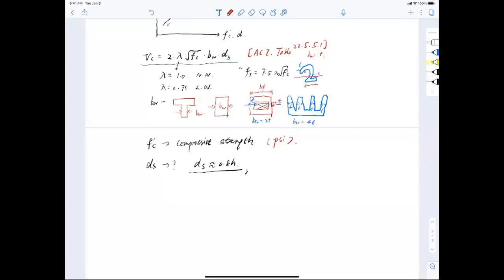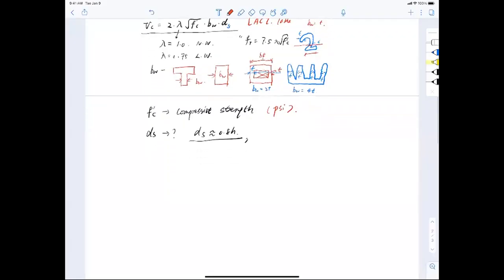Clear? I don't want to ask more questions if you have gone through this in ACI. Take a look at your ACI code and make sure you understand all this, and pick the first equation only, okay? 2 lambda. So quickly coming back, that's about it on this shear design equation, and we're going to use 2 lambda only.